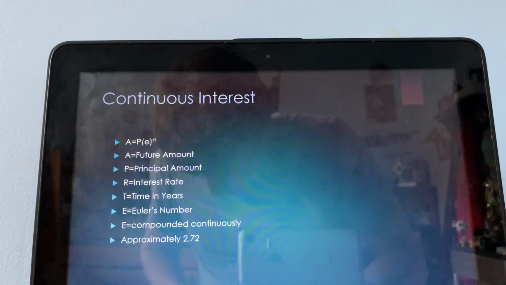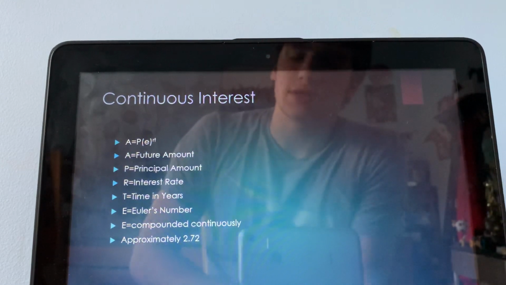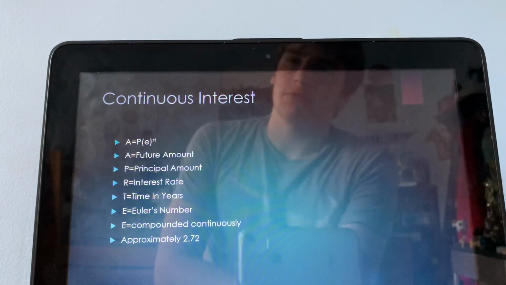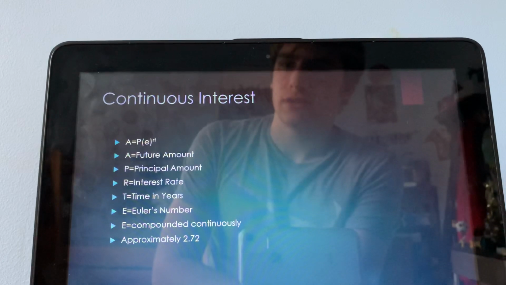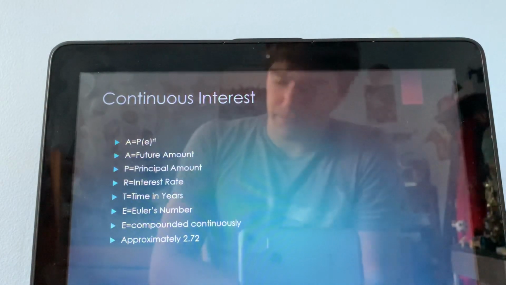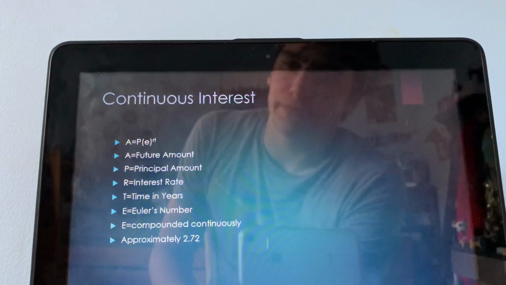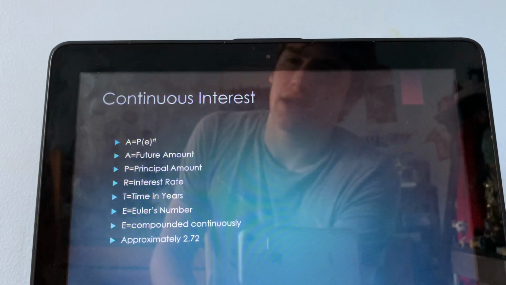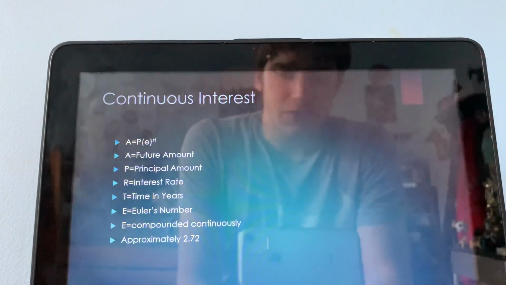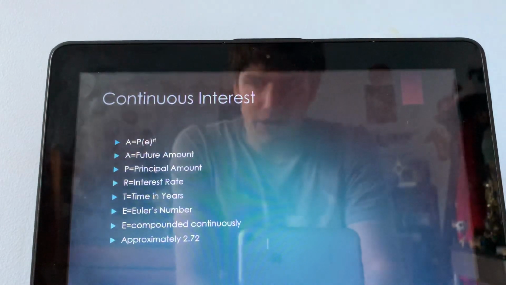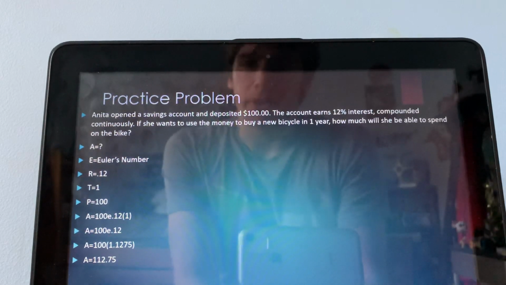So this is the equation for a continuous compound. A equals P times E to the RT. A is still future amount, P is still principal amount, E is Euler's number, R is still interest rate, and T is time in years. And E is a version of N, which is how many times it's compounded, because it's continuously compounded, so it's not compounded a specific amount of times. It's approximately 2.72, but in our calculators, we'll use the actual amount because it's more accurate. So let's see a practice problem here.